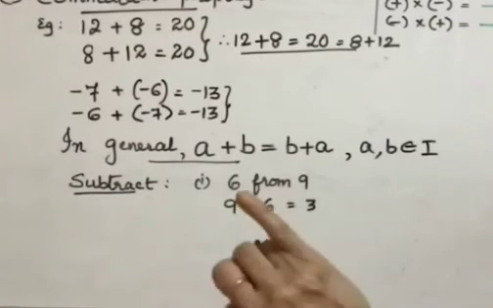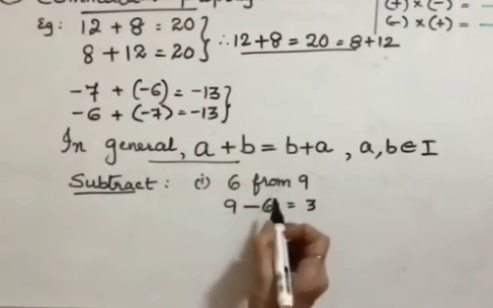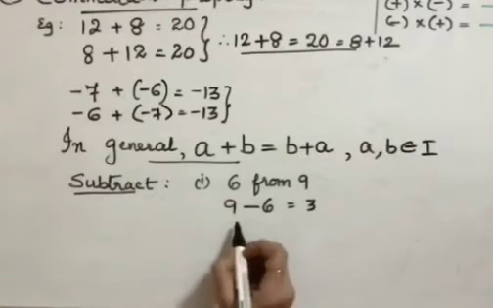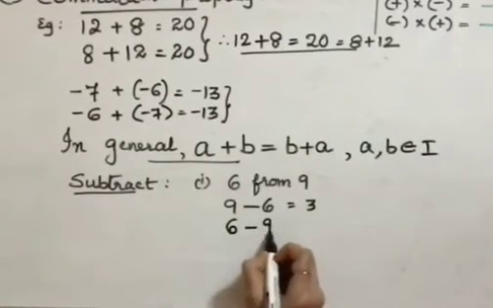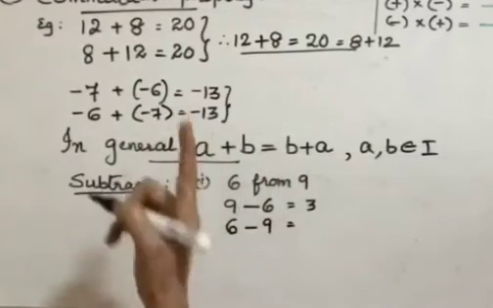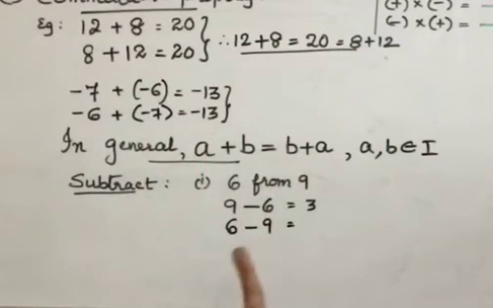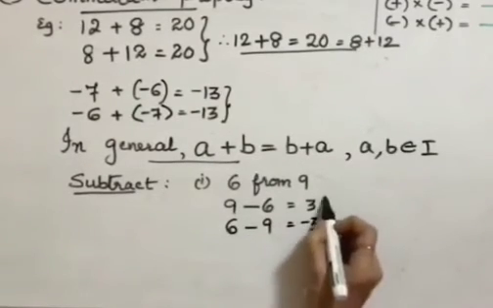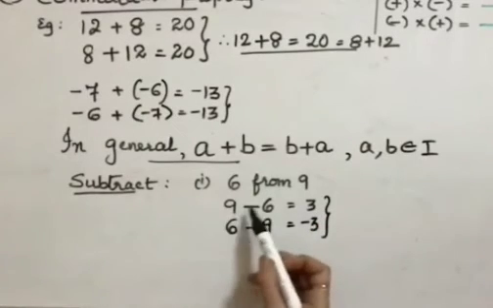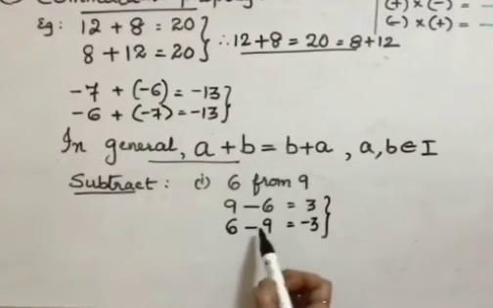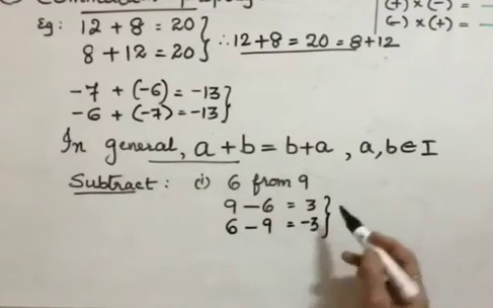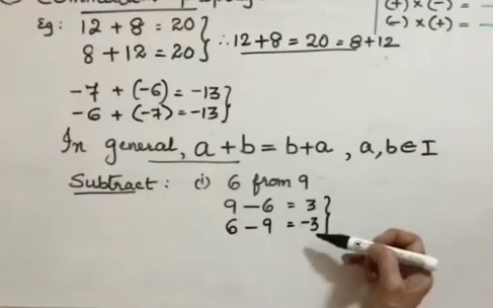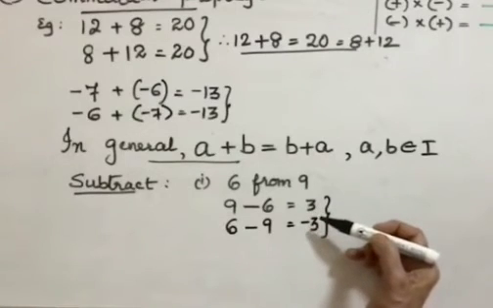Now let's reverse the order. First we subtracted from 9, we removed 6. Now let us reverse. From 6, I am removing 9. Just like we reversed the order here, I have now reversed the integers. But I get one positive, one negative, children. 9 minus 6 is 3, but 6 minus 9 is 3 with a negative sign. Those two are opposite to each other. So we can't say these two answers are the same.